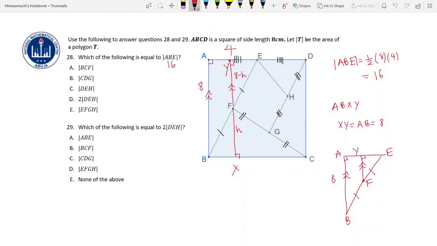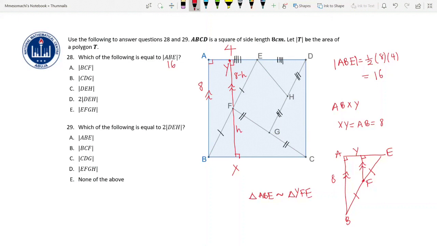Since these two triangles are similar, triangle ABE is similar to triangle YFE. This symbol here implies similarity. When denoting similarity of triangles, you call the corresponding vertices together. You can see that the angle at A is 90 degrees in AB, and the angle at Y in YF is also 90 degrees, and so on and so forth. So it means we can find the scale factor.